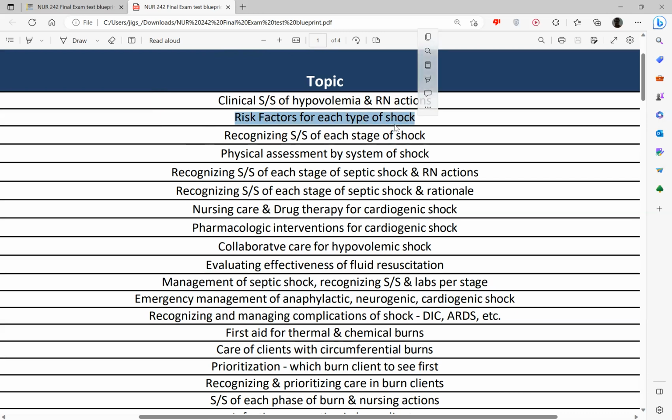All right, risk factors for each type of shock. So we have 4 categories of shock: hypovolemic, cardiogenic, obstructive, and neurogenic shock. Name some risk factors for hypovolemic shock. Anything that will cause the patient to lose blood or fluids. What about for cardiogenic shock? Number 1 example is an MI. What else? What about dysrhythmias? Okay, dysrhythmias. Correct.